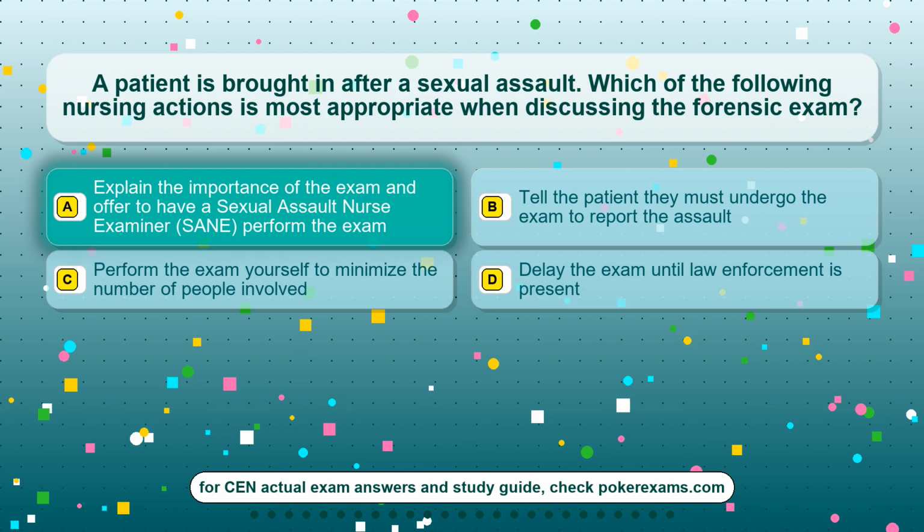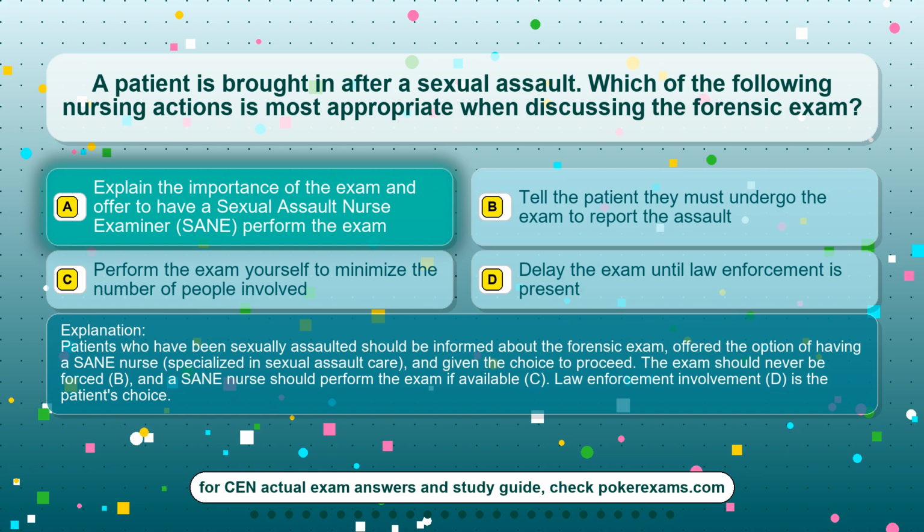The correct answer is option A. Explain the importance of the exam and offer to have a sexual assault nurse examiner, SANE, perform the exam. Patients who have been sexually assaulted should be informed about the forensic exam, offered the option of having a SANE nurse, specialized in sexual assault care, and given the choice to proceed. The exam should never be forced, B, and a SANE nurse should perform the exam if available, C. Law enforcement involvement, D, is the patient's choice.